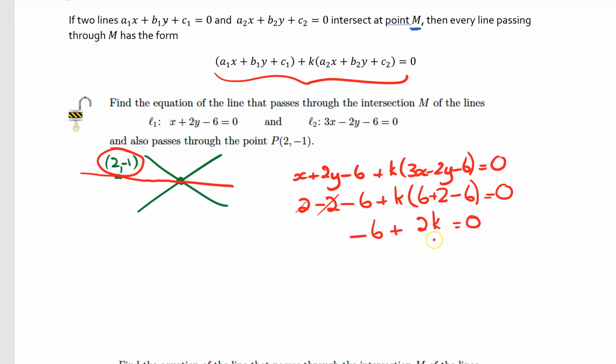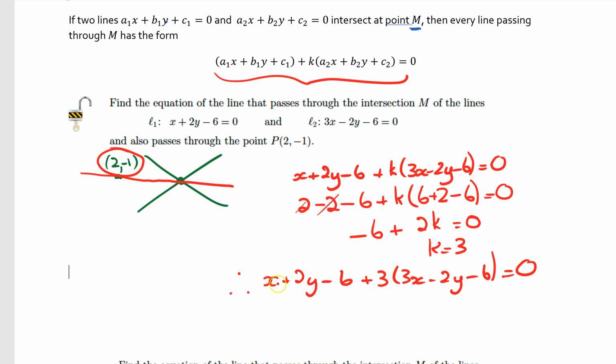So the only value that k can have, so that that general equation of a line through here also passes through that, will occur when 2k equals 6, therefore k equals 3. So therefore the only line which satisfies this is the one where x + 2y - 6 + 3 times (3x - 2y - 6) equals 0, which is, so I've got this x and another 9x's, so 10x.